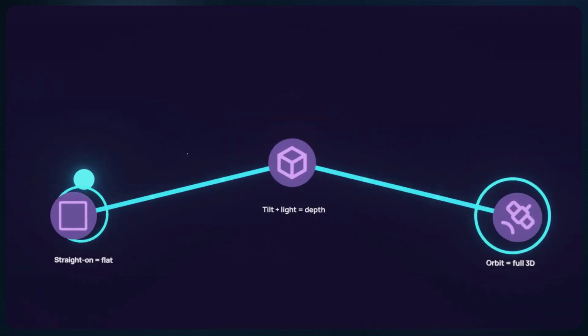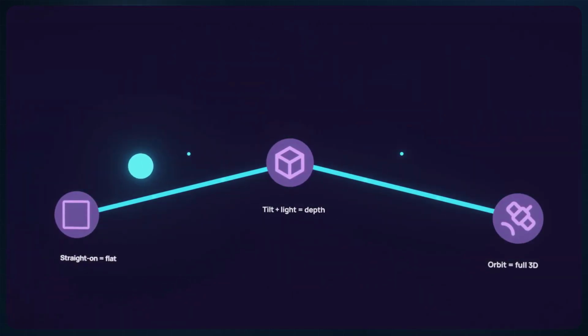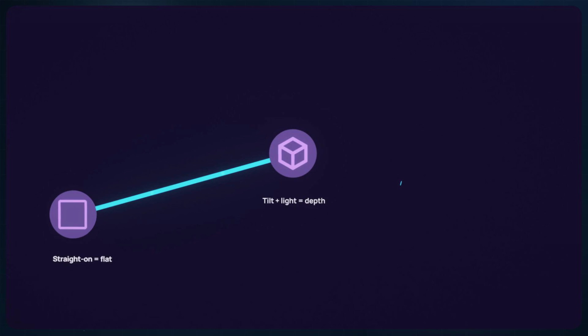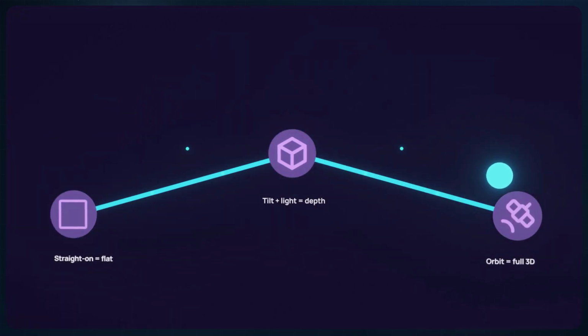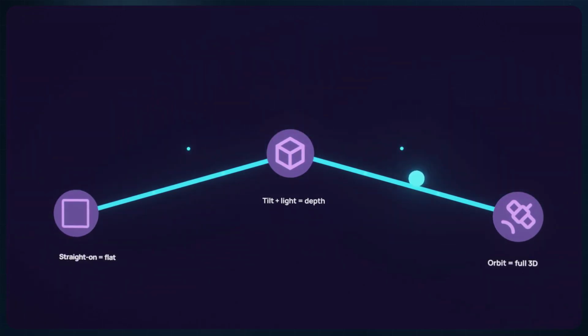So what actually is the dial? More than anything, it is the camera, plus how you light the scene. Point the camera straight on with flat, even lights, and the exact same objects read as clean two-dimensional graphics. Tilt the camera just a touch and add one soft light, and now you are in that punchy depth zone. Let the camera glide around a fully lit scene, and you are unmistakably in three-dimensional territory.